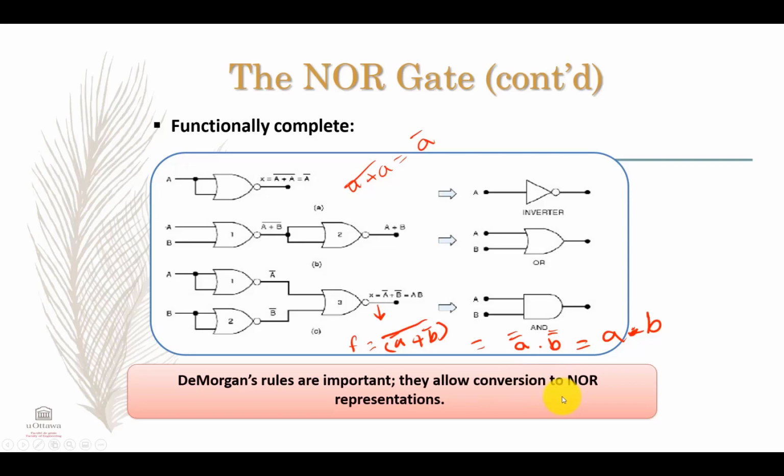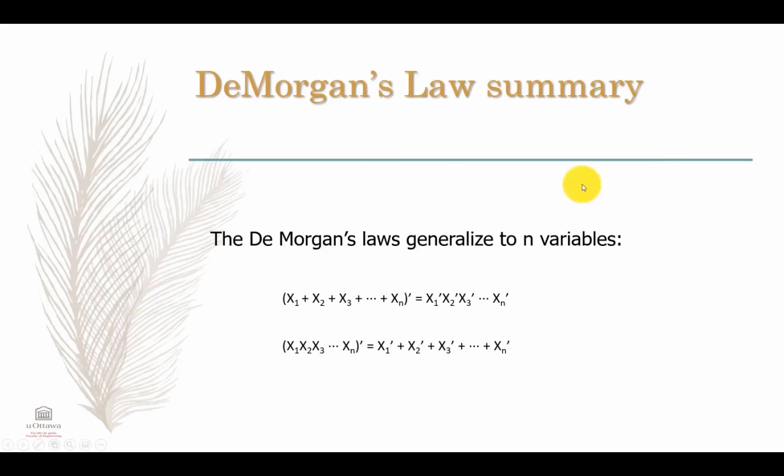Okay, guys? In summary, let's suppose that we have n Boolean variables. I can interchangeably change the operation from OR to AND by distributing the complement to each term inside the parentheses.